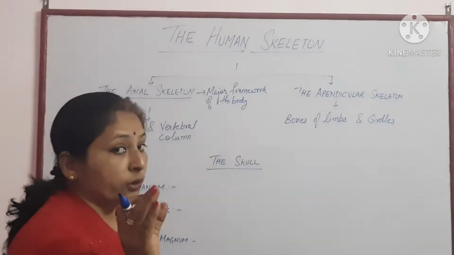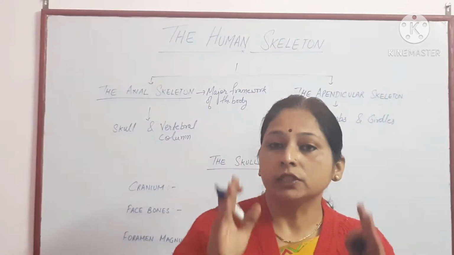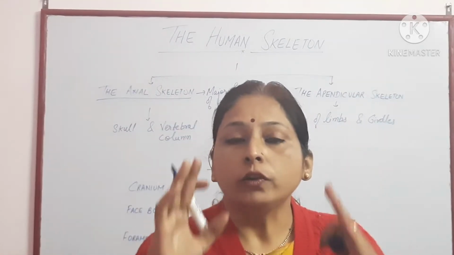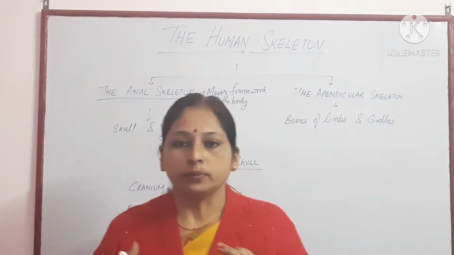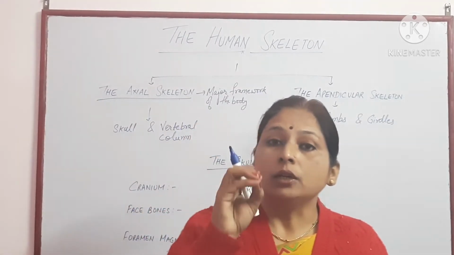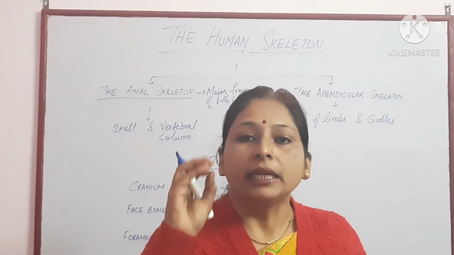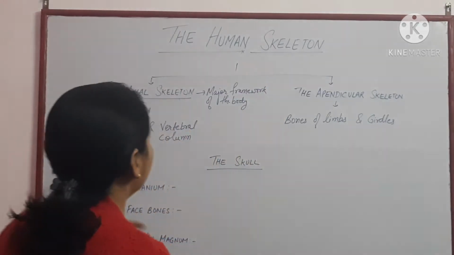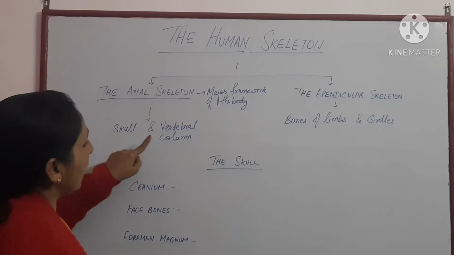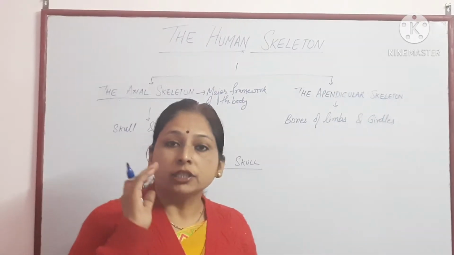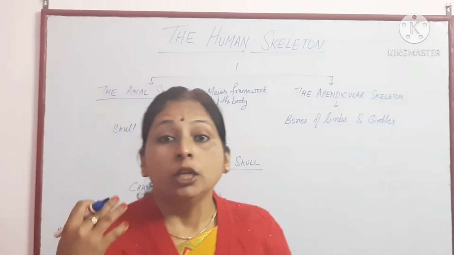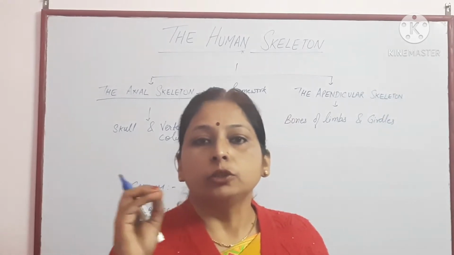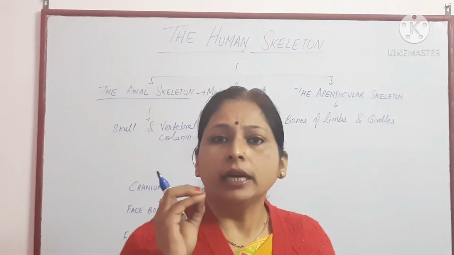The major framework decides the shape of the body, which maintains the shape, size and the overall personality of a person. That is, the overall characteristic is defined by the axial skeleton, and it includes the skull and the vertebral column. Skull, which is also known as the brain box or the cranium, and the vertebrae: lumbar, thoracic, sacral, cervical. This we have studied already.